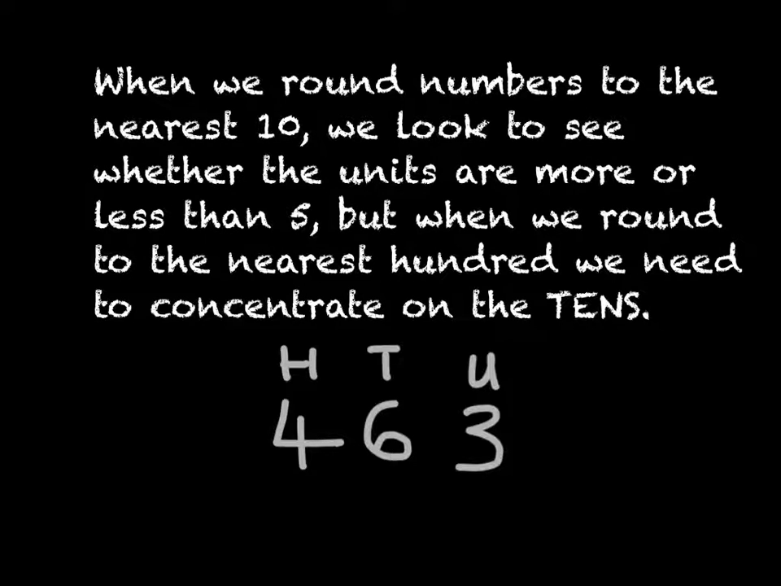When we round numbers to the nearest 10, we look to see whether the units are more or less than 5. But when we round to the nearest 100, we need to concentrate on the tens. So, in this number, 463, the tens value is 6, or 60. It may be easier to look at the tens and units together and see if it's more or less than 50.